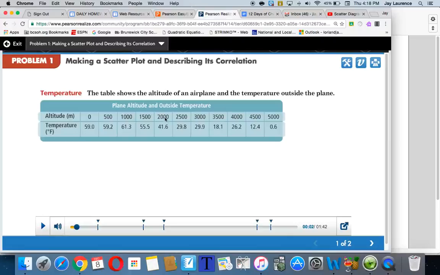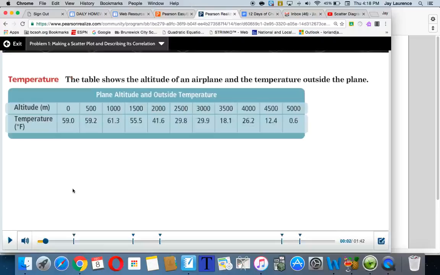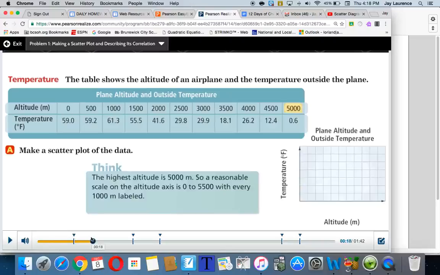So we have this input-output table, all right? And they want us, I believe, first of all, to make a scatter plot of the data. And so they're going to set up a graph here, and you can go ahead and do that with us if you want to do just a little sketch graph in your notes. It doesn't have to be on graph paper per se. So it says the highest altitude is 5,000 meters. A reasonable scale on the altitude axis, or in this case the x-axis, is from 0 to 5,500 with every 1,000 meters labeled.